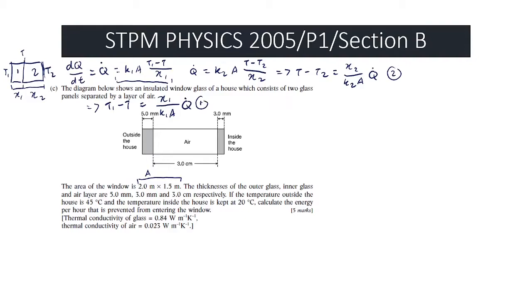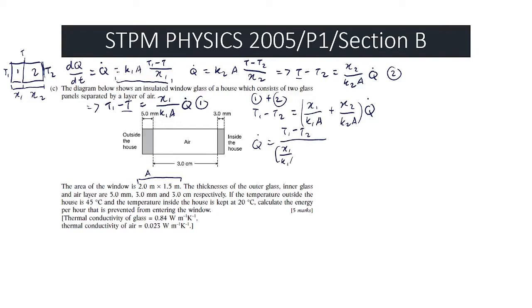Now let's say this is the first equation, and if we add 1 plus 2, you can see here is a minus T and here is a T, so these cancel and give us 0. What is left is T1 minus T2 equals x1 over k1 A plus x2 over k2 A, and this whole thing multiplied with Q dot. So Q dot is given by T1 minus T2 divided by x1 over k1 A plus x2 over k2 A.